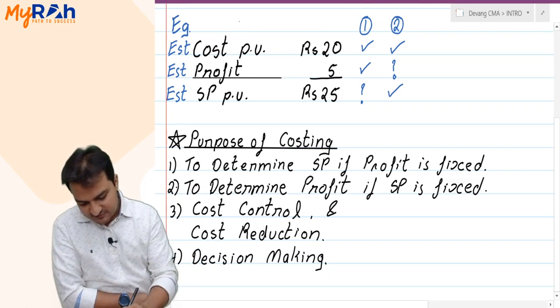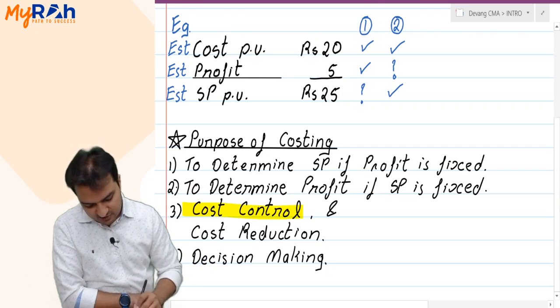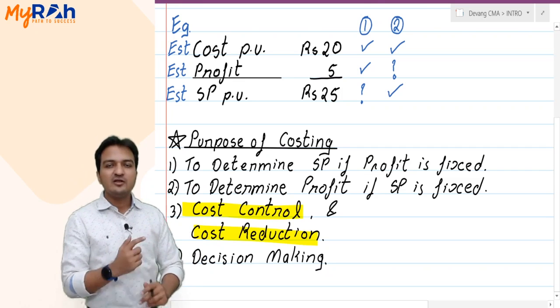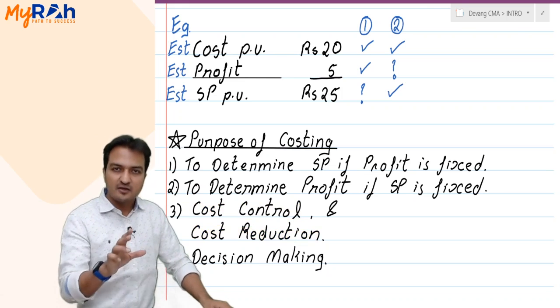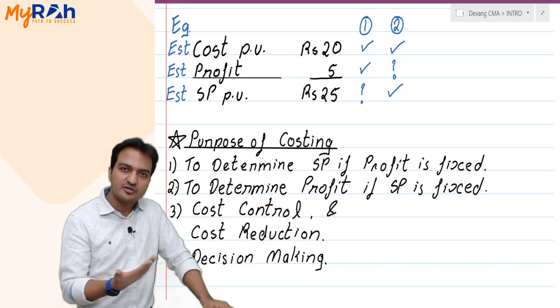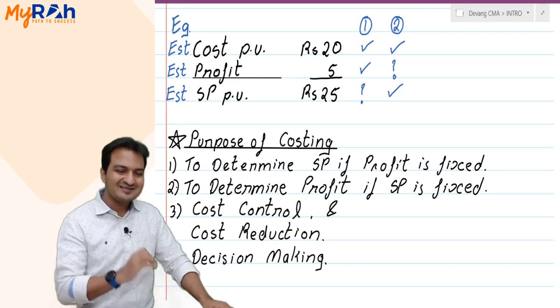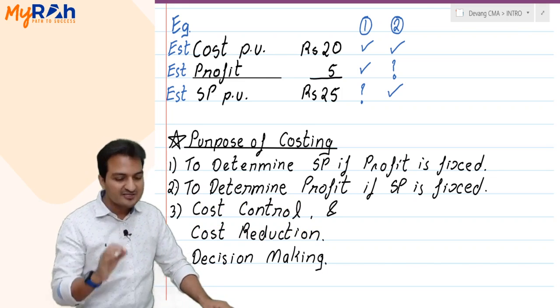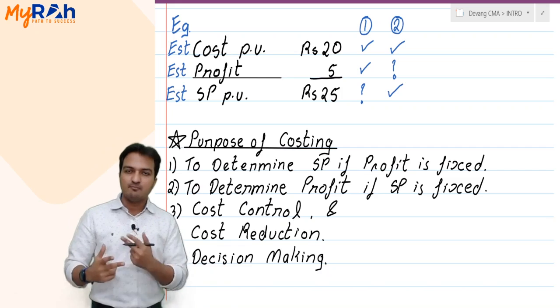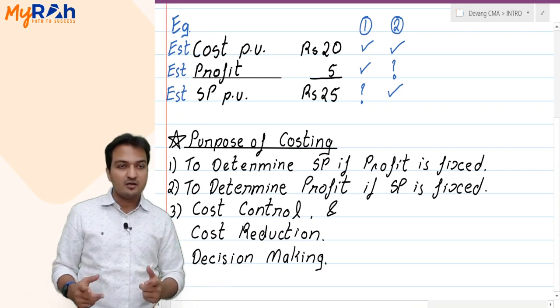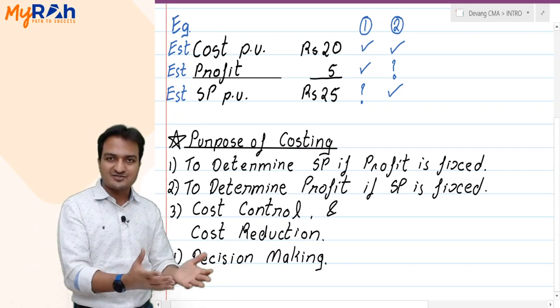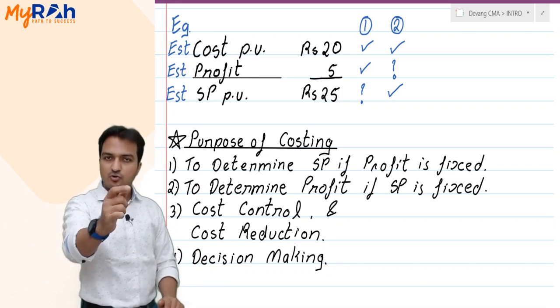These two terms, cost control and cost reduction, will be required at many places in our subject. Certain chapters in our subject are based on cost control and cost reduction. So first, let me explain what these two terms are. Plus, it is one of the most important theories in your costing subject, repeatedly asked in the exam: explain what is cost control, cost reduction, and the difference between cost control and cost reduction.